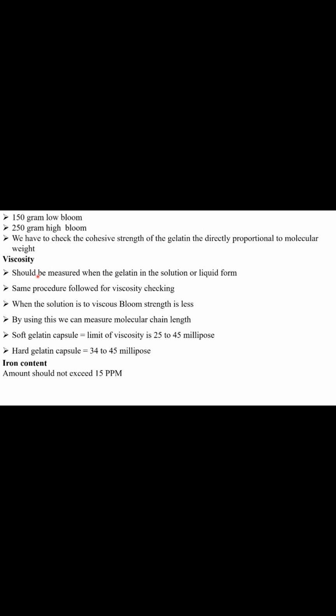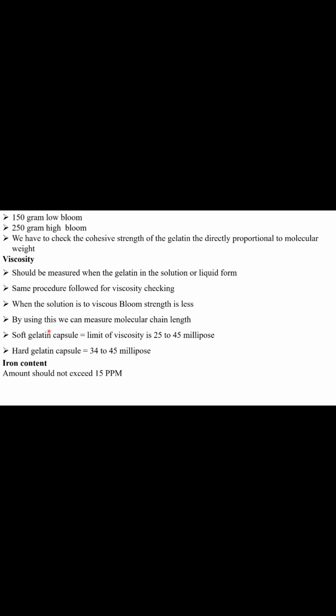And the next important topic is viscosity. This is the thickness or the resistance to the flow of the gelatin when it is in solution or liquid form. You check viscosity when gelatin is dissolved in water. For soft gelatin capsules, the viscosity should be between 25 to 45 millipoise, and for hard gelatin capsules 34 to 45 millipoise. Here we follow the same procedure as followed in the bloom strength. When the solution is too viscous, bloom strength is less. This is for viscosity.